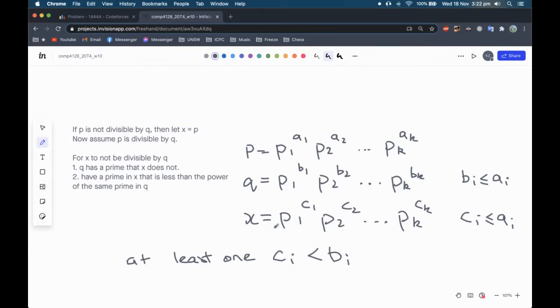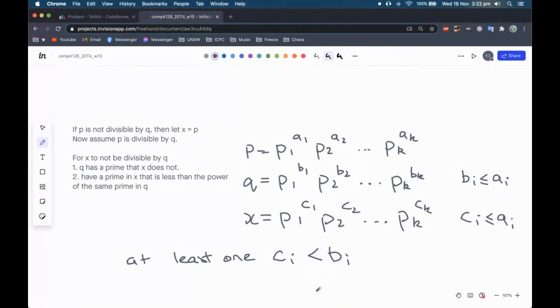So basically what we've ended up with is we need to choose an x that looks like this, with the same prime factors as p. All the c_i have to be smaller than or equal to a_i, so you have to match this condition. And also, for at least one of them, c_i is smaller than b_i.